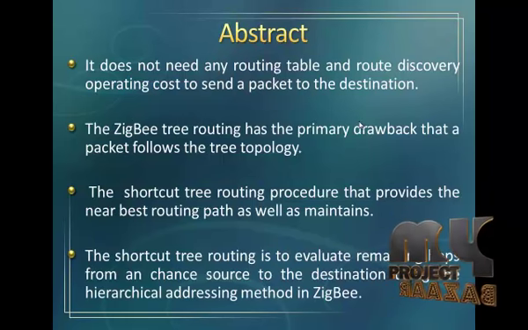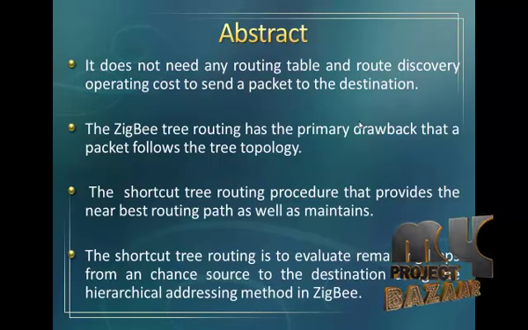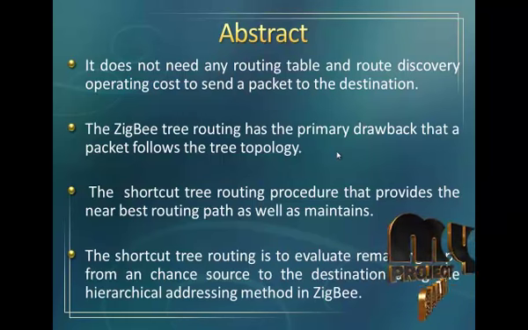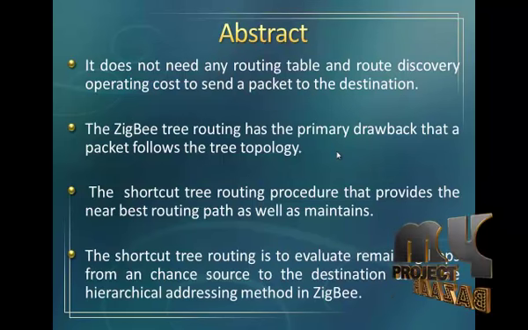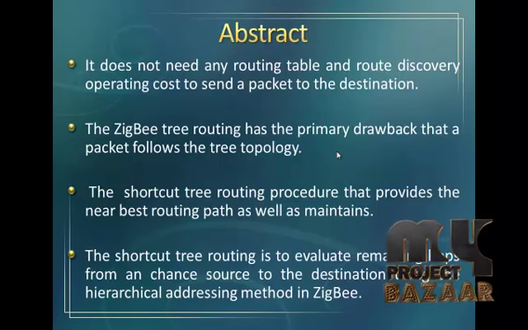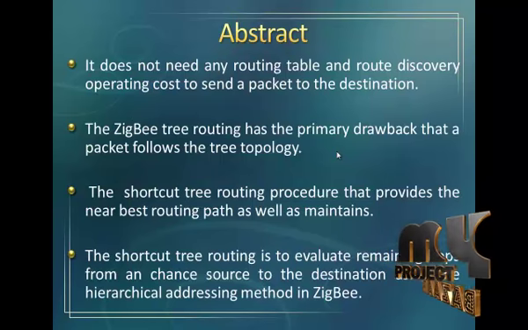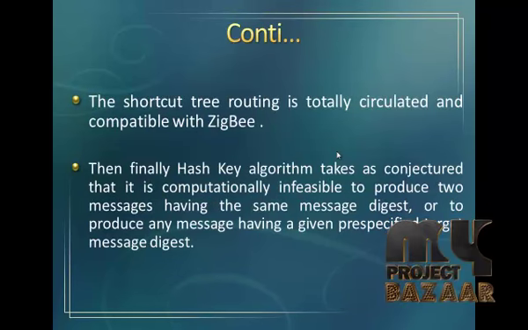Shortcut tree routing evaluates the remaining hops from the source to the destination using the hierarchical addressing method in ZigBee. This hierarchical address is the selection of the three ways in our project flow, and the three ways are for finding the best path from source to destination. Shortcut tree routing is fully compatible with ZigBee.